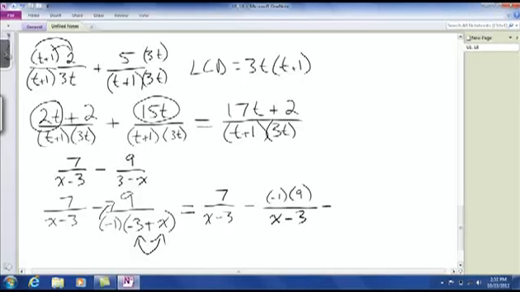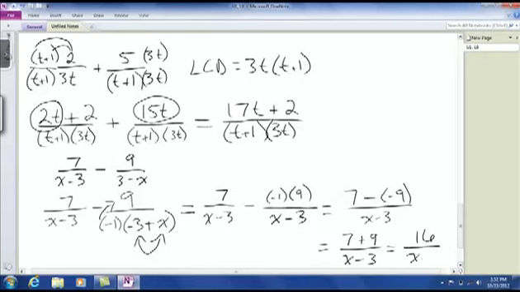So what do I have then? I've got 7 minus -9 over x minus 3, which is the same as, I hope you know, 7 plus 9 over x minus 3. So my final answer would be 16 over x minus 3.